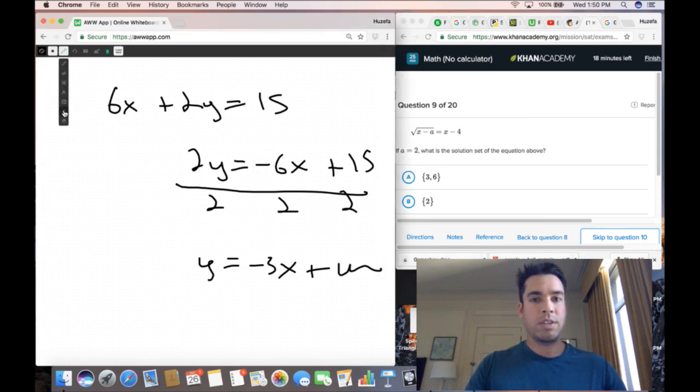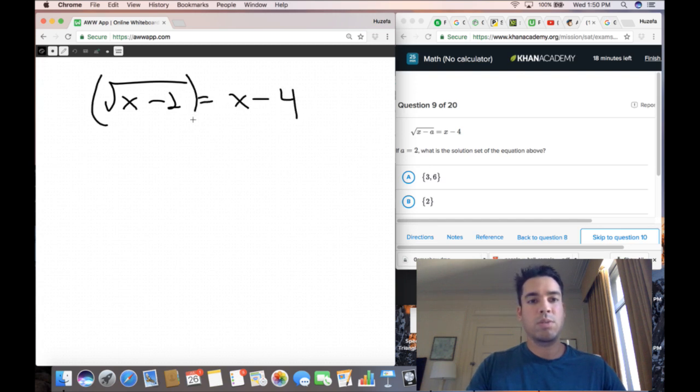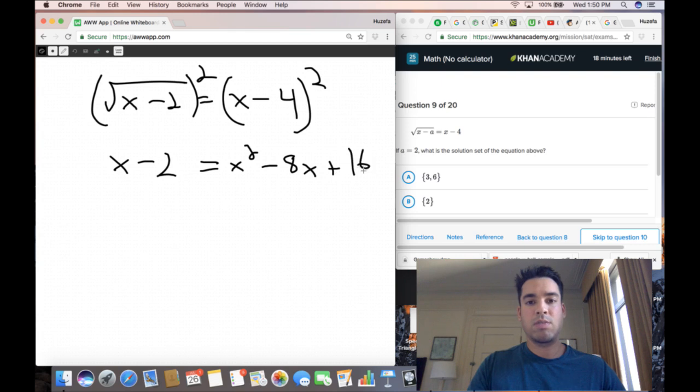Next question is this one. If a equals 2, what is the solution to the equation above? So we have square root of x minus 2 equals x minus 4. To solve, we've got to square both sides. We get x minus 2 equals, I'm going to FOIL this, x squared minus 8x plus 16, right? That's if we wrote it out again and FOILed, but I kind of did it in my head.